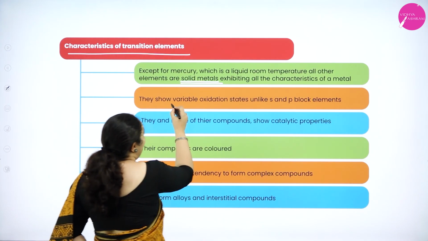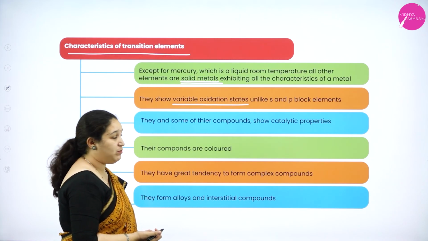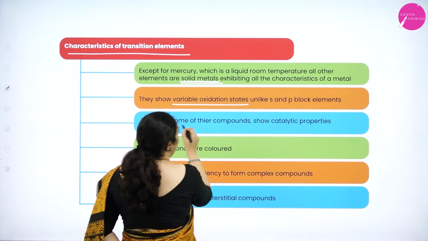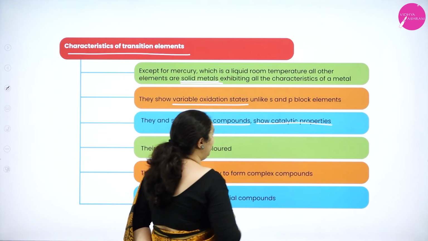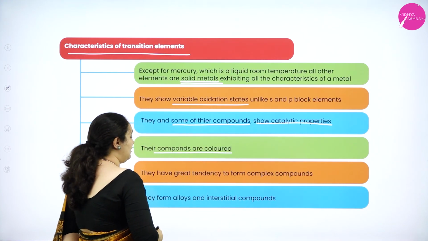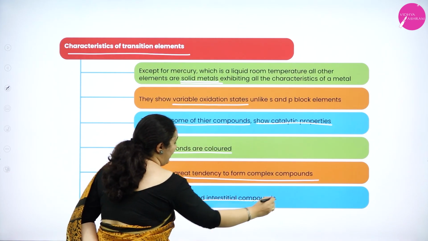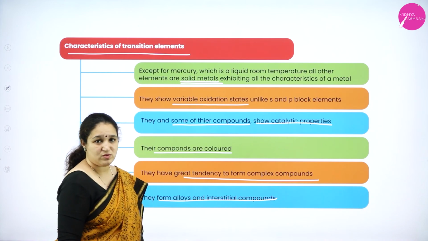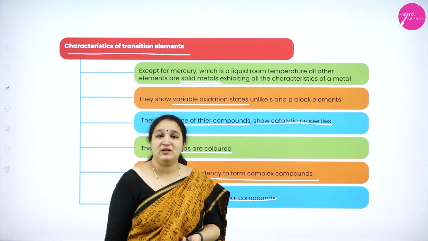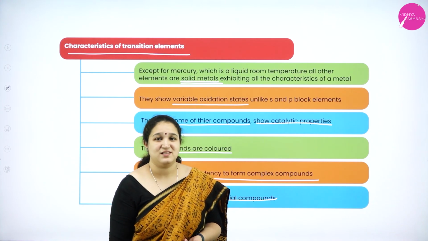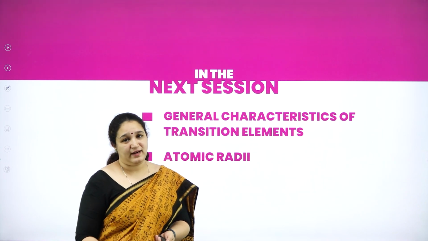Next, they show variable oxidation states. Unlike s and p block elements, some of their compounds show catalytic property. Some of the compounds are colored. They have a great tendency to form complex compounds. They form alloys and interstitial compounds. More about all of these properties we shall learn in the next class. Next class we'll be learning about the atomic radii.